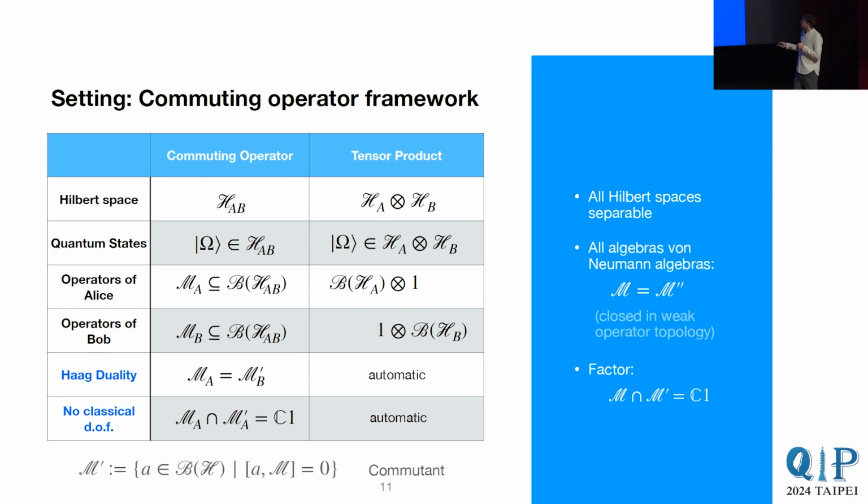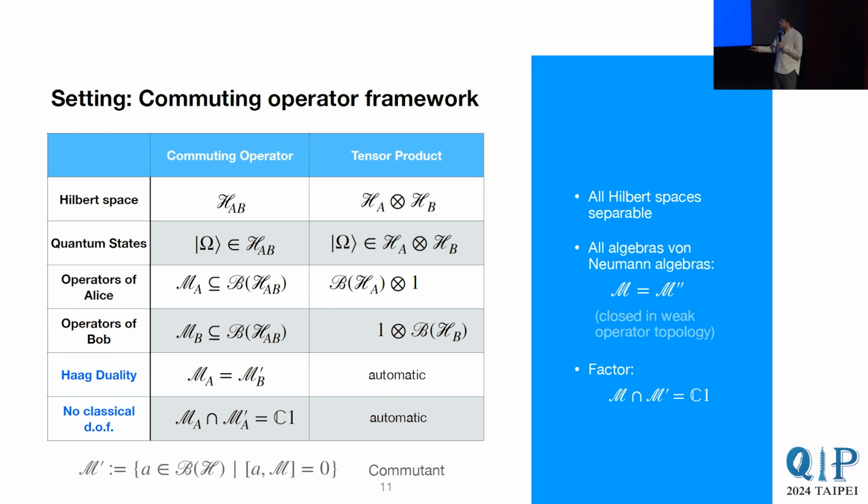In the tensor product framework, we have two properties that automatically hold, which we have to assume in the commuting operator framework. One is what we will refer to as Haag duality. It says that Alice can control precisely all of the operators that commute with Bob's operators and vice versa. And second, we assume that there are no classical degrees of freedom in our description. That means that both for Alice's algebra and for Bob's algebra, all the operators that commute with the remaining operators of the algebra have to be proportional to the identity. These are automatically true in the tensor product framework.